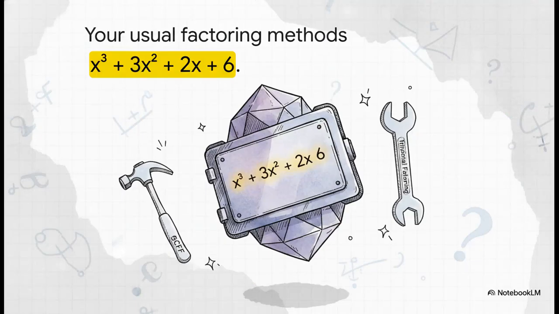Take a look at this guy. X cubed plus 3x squared plus 2x plus 6. See? 4 terms. Your usual bag of tricks just won't cut it here.